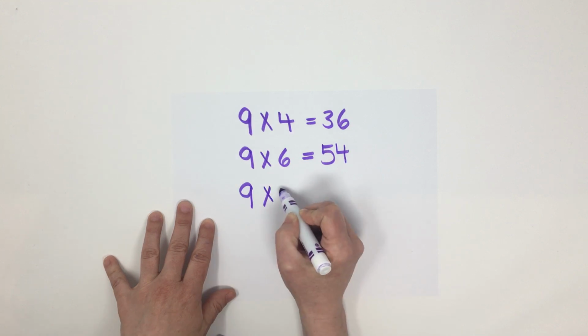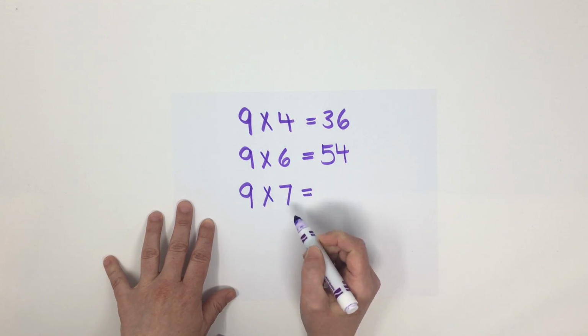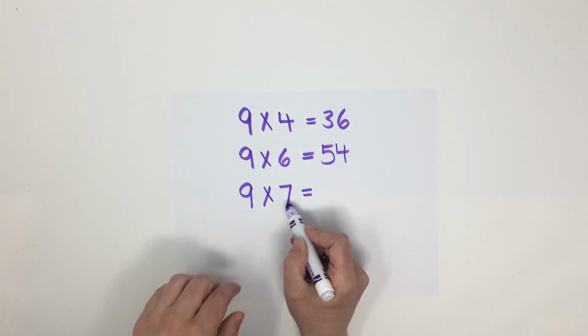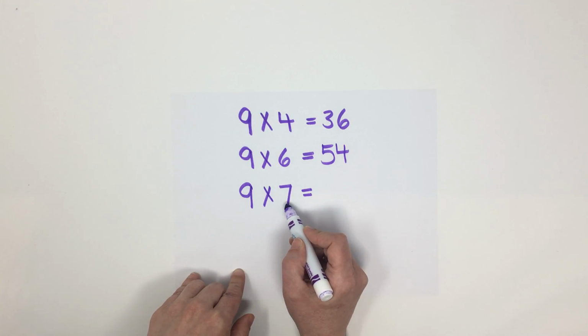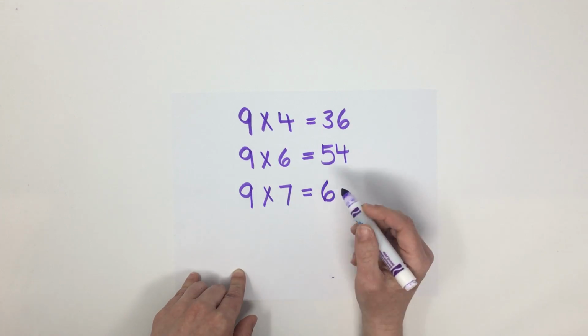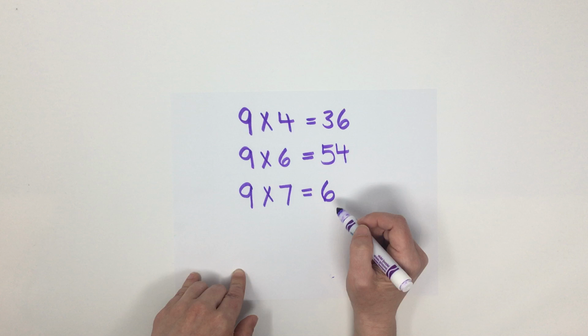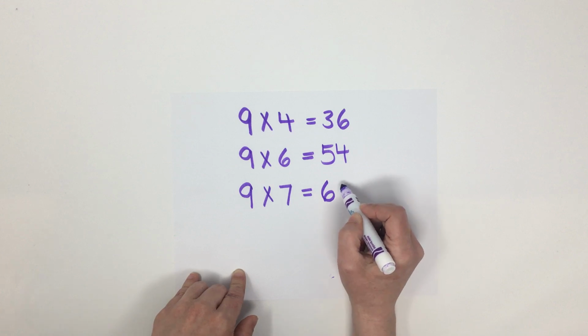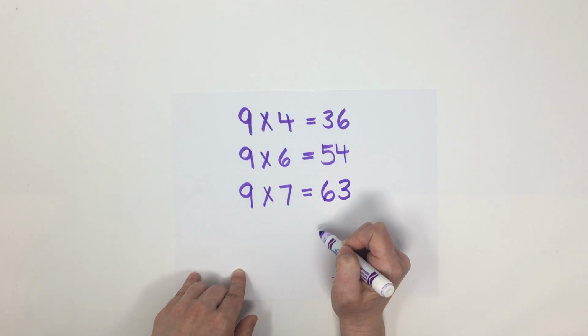9 times 7. You look at the second number, 7, and you say, what is 1 less than 7? And that's 6. And you say, what plus 6 equals 9? 6 plus 3 equals 9. So the answer is 63.